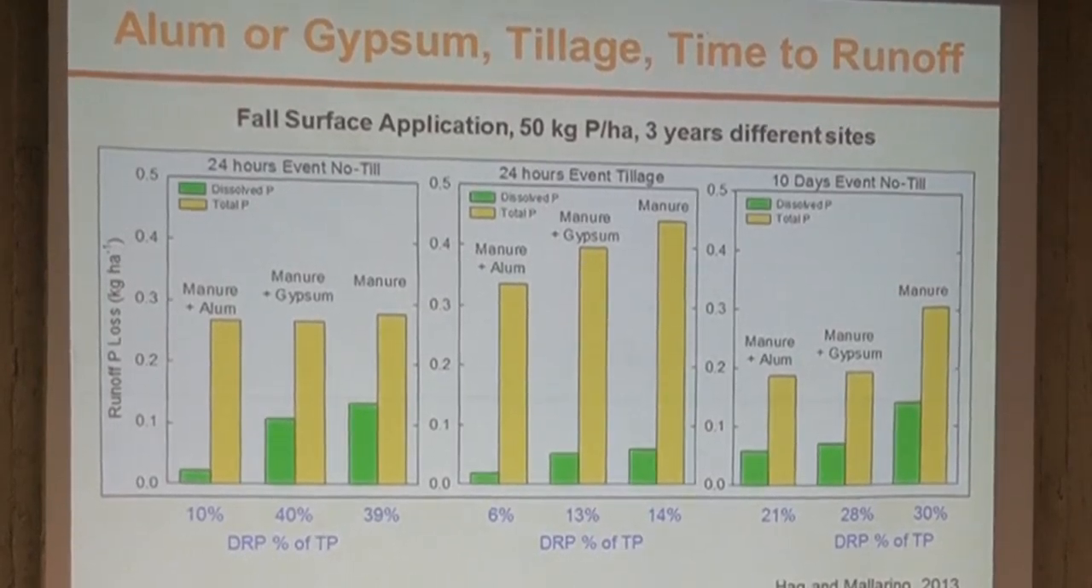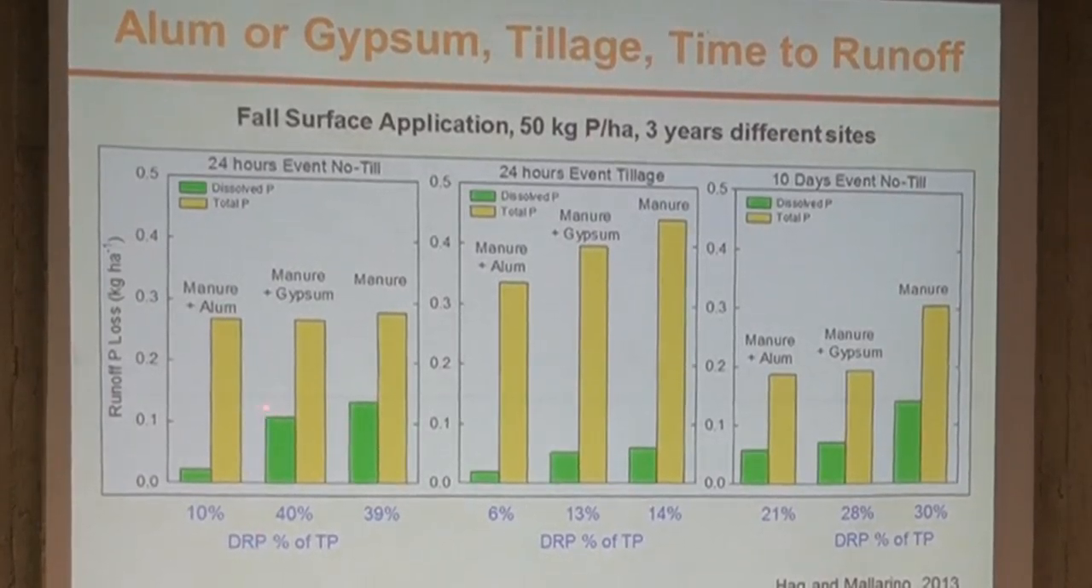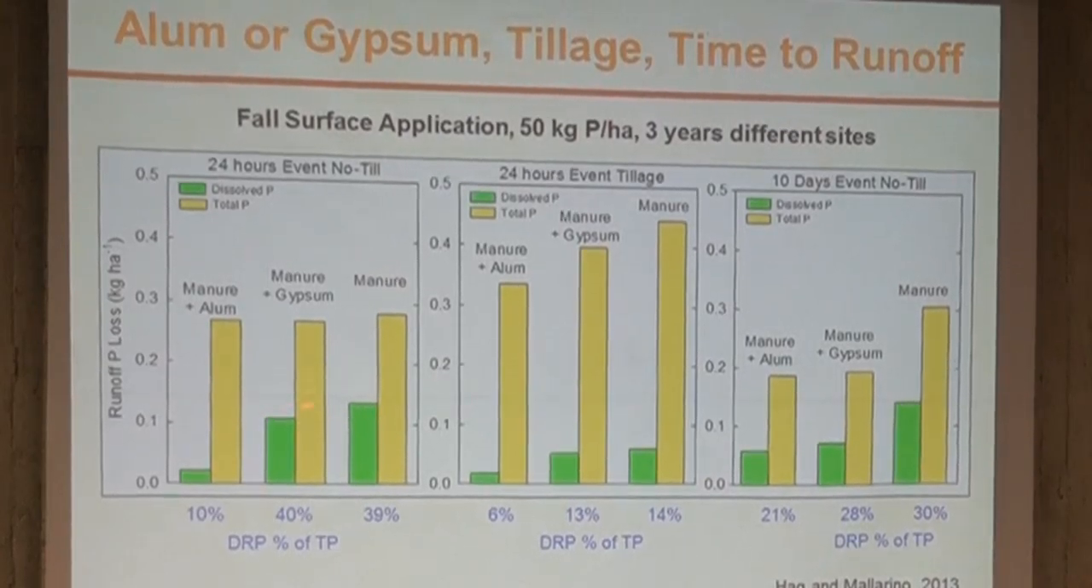So we see that with the 24 hour event, there's not much difference in the total phosphorus loss between the treatments. But the application of alum really drastically reduced the loss of the soluble P. What we did here, we mixed some with the manure, and then we applied some extra immediately after applying the manure. And the gypsum, this wasn't statistically significant. I didn't put the LSD letters there.